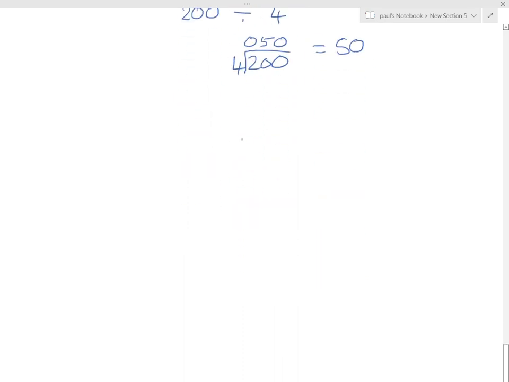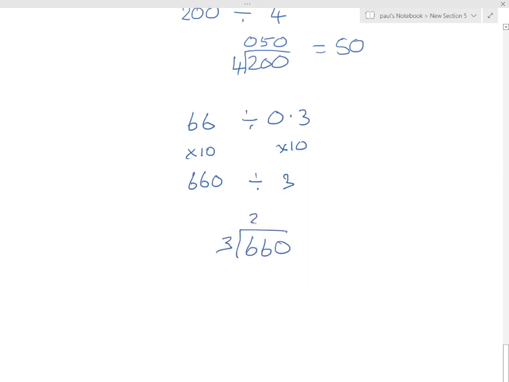Just do one more of those. 66 divided by 0.3. Okay, that should go in okay. So let's get rid of that decimal. Times it by 10, which gives me 3. Times that by 10, which gives me 660. So now I've got 660, divide by 3. 3's into 6 go 2. 3's into 6 go 2. And 0 at the end. So my answer is 220.